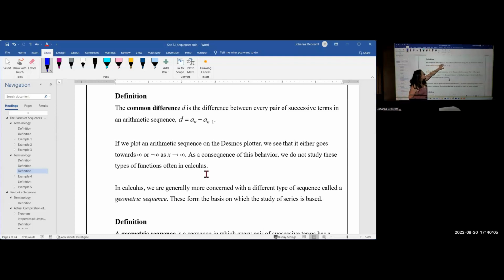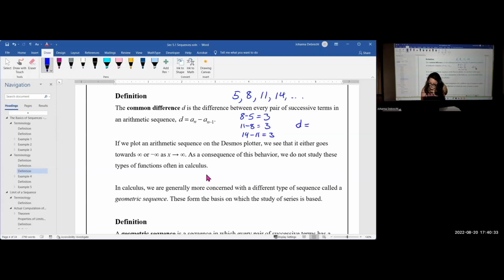This common difference d is the difference between every successive term. Now you have to subtract in the same order every time. So it's always the one after minus the one in front of it. So if we're looking at that sequence we had up above, starting at 5 and 8 and 11 and 14 and so on, then 8 minus 5 equals 3, and 11 minus 8 equals 3, and 14 minus 11 equals 3, which tells us that the common difference is 3. And it serves as the slope of the line in the explicit formula for the sequence.